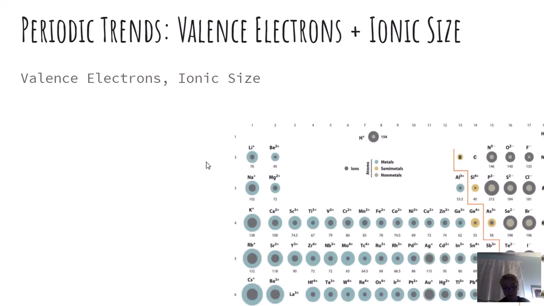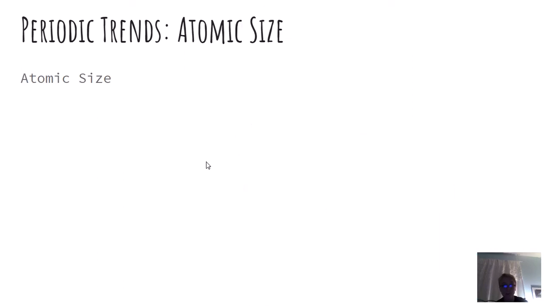Ionic size. Ionic size is the size of elements that have gained electrons, anions, or lost electrons, cations. Cations are smaller than the parent atom, and anions are bigger than the parent atom, seeing as anions gain an electron and cations lose an electron. Ca plus 2 is smaller than Ca, since it is losing electrons. And F negative 1 is larger than F because it is adding electrons.